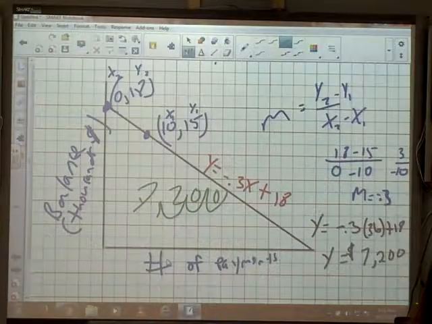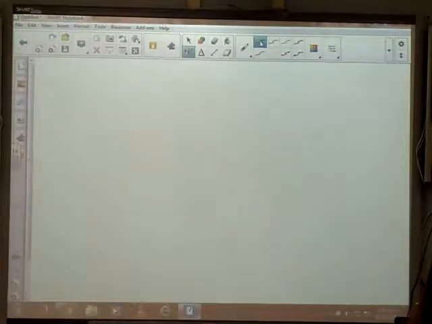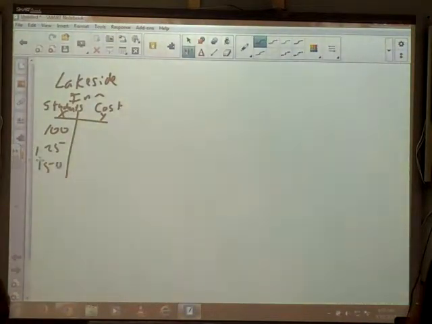All right. This next problem, we're going to have 2 functions to compare. So the first one, I've got a table here. This is going to be Lakeside. In my table, I've got number of students. That's going to be my X. Then I got total cost. That's going to be my Y. All right, we go 100, 125, 150, 175, and 200.